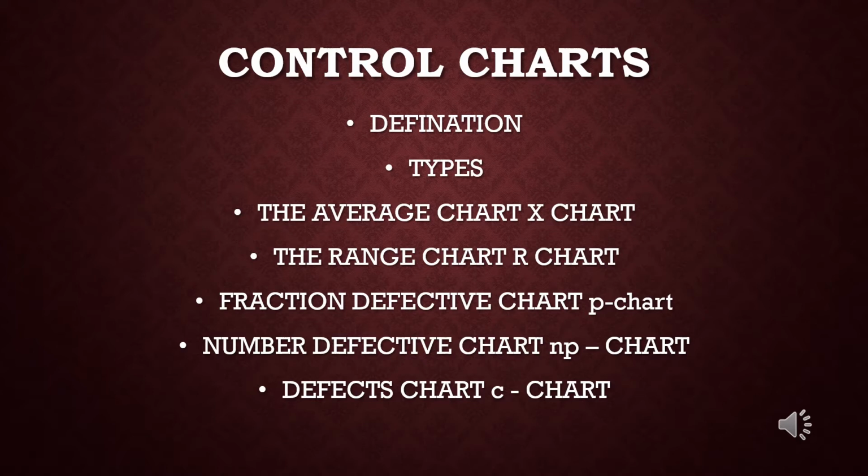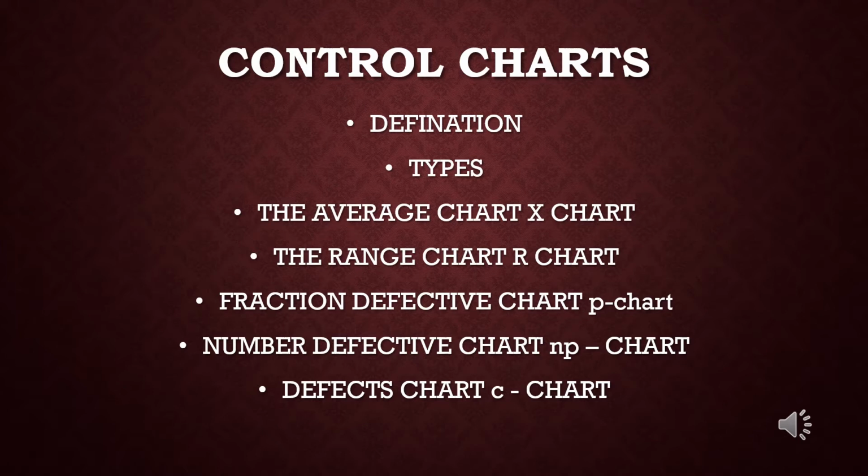Initially, the first chart is the X bar chart. The X bar chart is basically the average chart, which measures the central tendency of any process. The range chart, or R chart, measures the spread of the process. These two charts, the X bar chart and the R chart, are used together and commonly known as the X bar R chart.